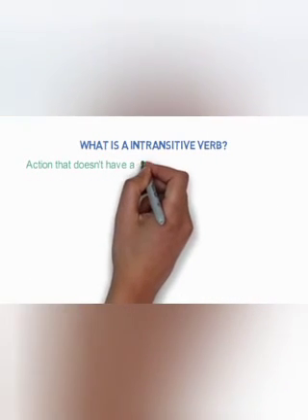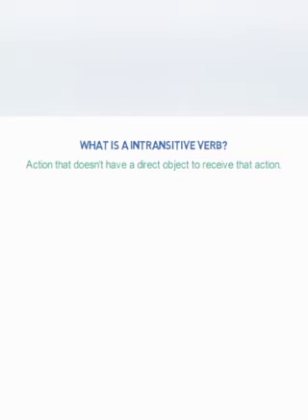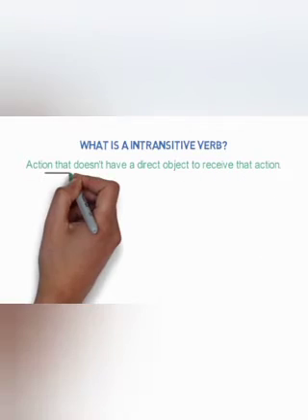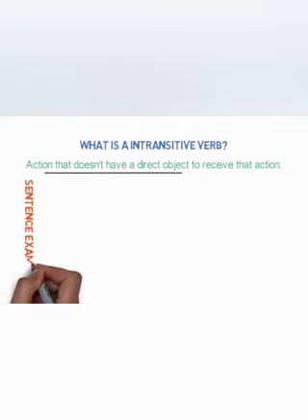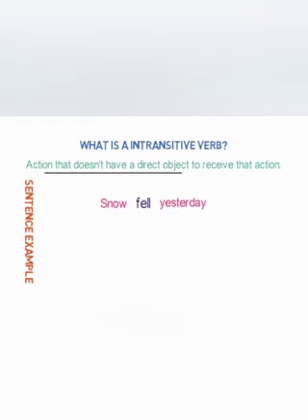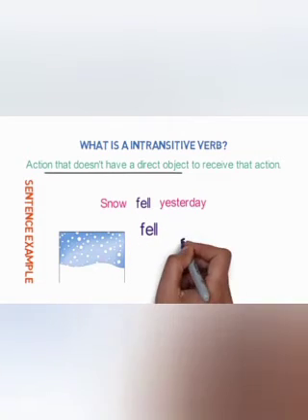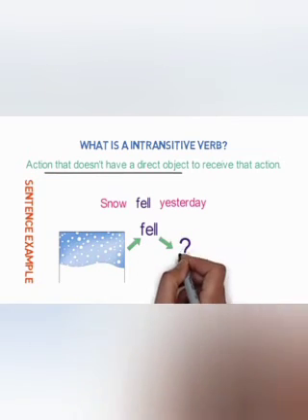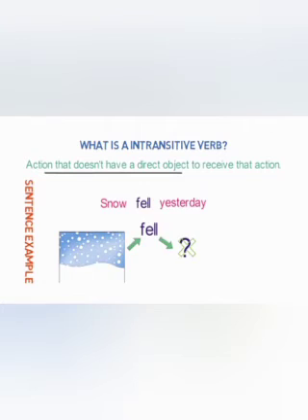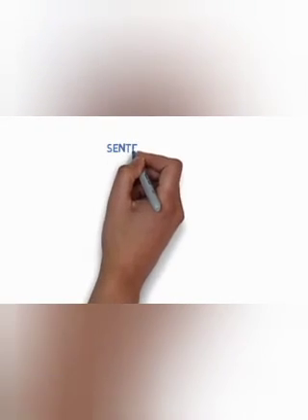So an intransitive verb is an action that doesn't have a direct object to receive that action. Let us now see the sentence example. Snow fell yesterday. So here snow is the subject and fell is the action. But we cannot say on whom the snow fell. So here there is no direct object or receiver. So fell is the intransitive verb.